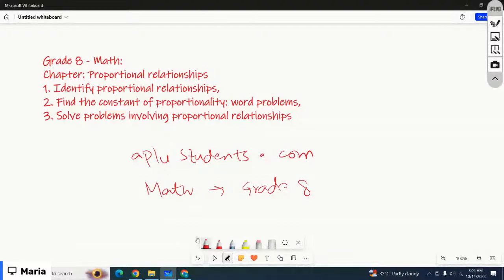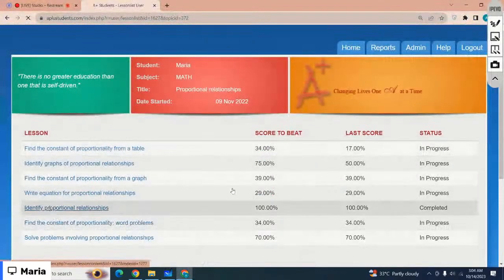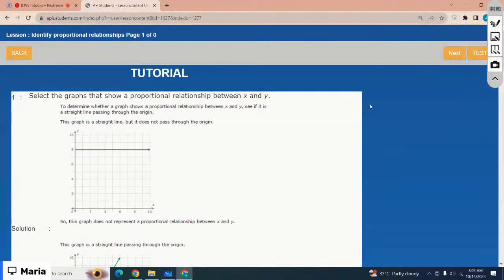Proportional relationships means the relationship between the two variables. If one of the variables is increasing, the other variable is also increasing with the same ratio, right? That would be the proportional relationship. So today we're going to see how do we identify if a relationship is proportional. So you are given the graph. We have to see how we see if the relationship is proportional. Let's see the identify proportional relationships. And let's just start with the example.